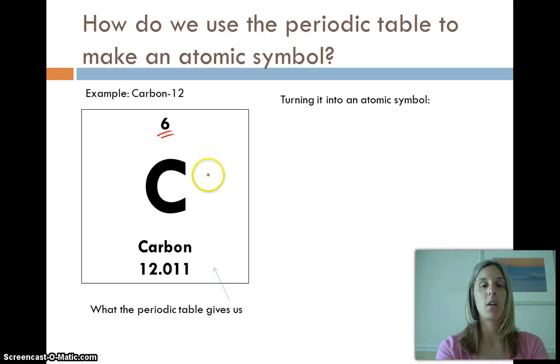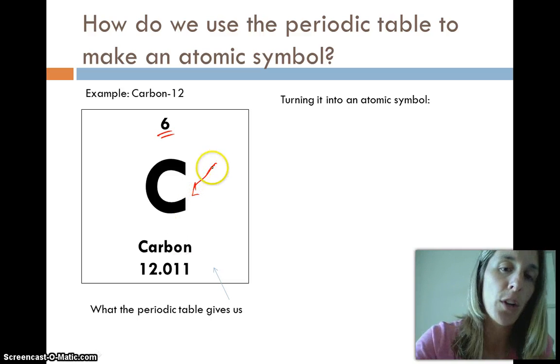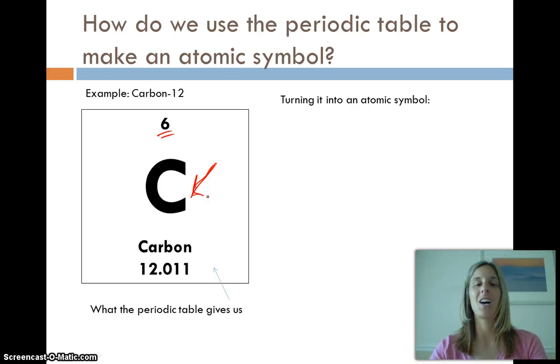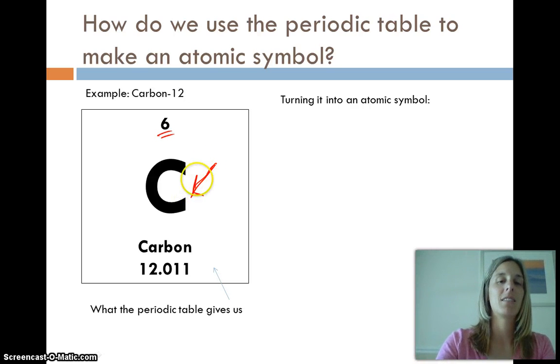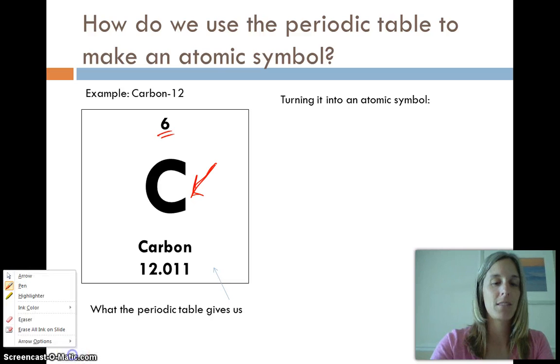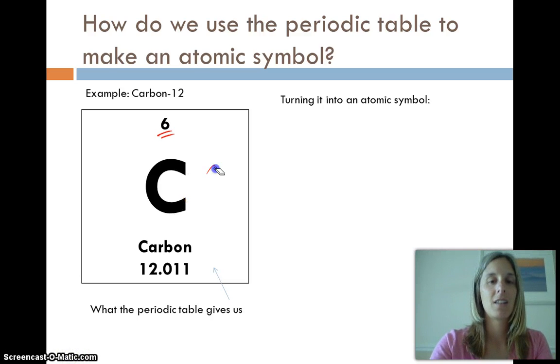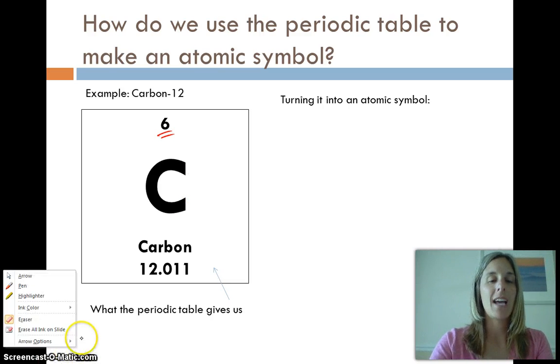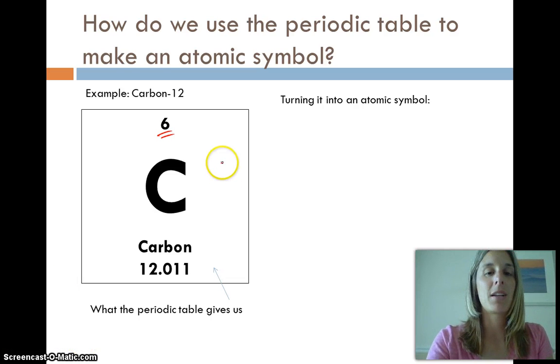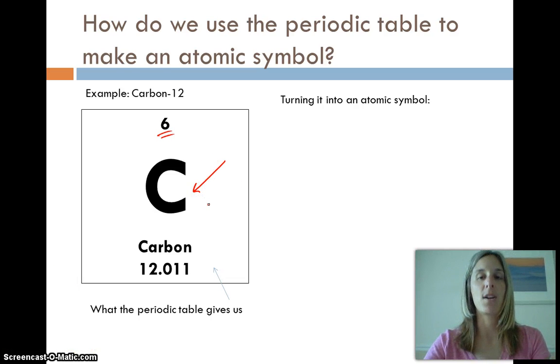So our atomic number and our symbol are always going to come right off. Oh, that was an awful arrow. I'm going to erase that and make it better. Nope, it's not going to let me erase. All right, your atomic symbol and your atomic number are always going to come straight off that periodic table.